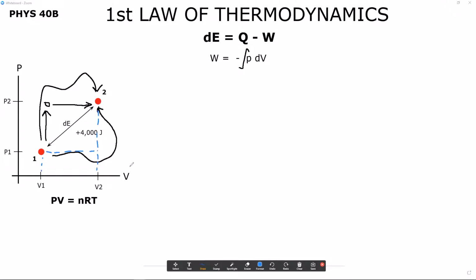When the path is something crazy like one of these, we'll need a different tool. For that, we can work with this integral a little bit more. Integrating P with respect to V, if we don't know the full details of the path, is kind of hard to do. So we can do a substitution using the ideal gas law to solve for pressure. Instead of P, we can have nRT divided by V, with respect to V again.